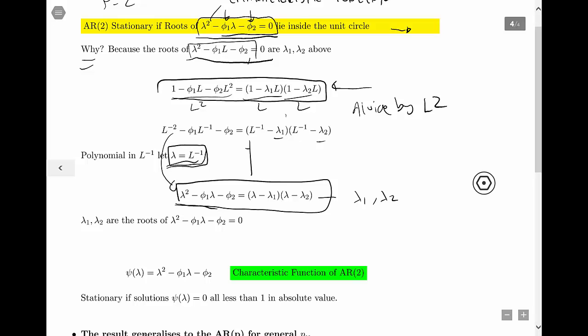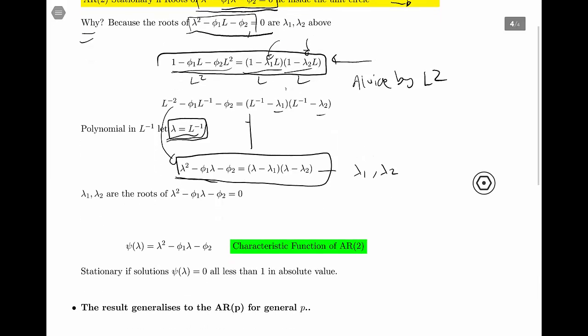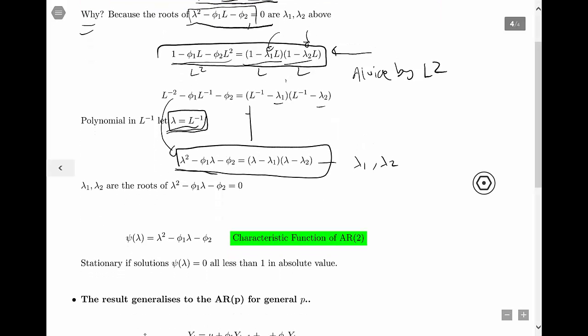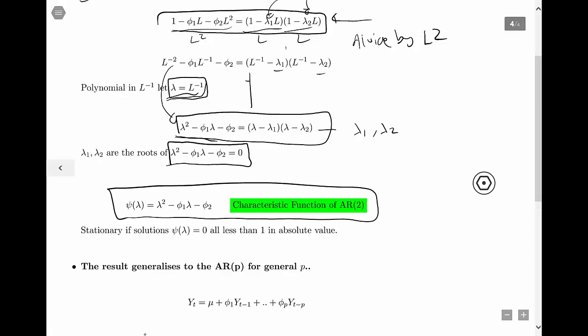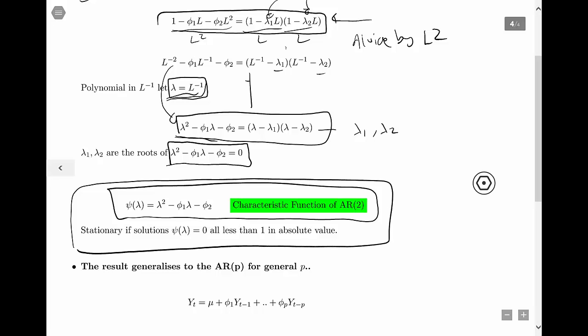And we saw that both of these roots had to be less than 1 in absolute value, otherwise the process would be explosive, exactly the same as for the AR1 type model. Which is why, for any AR process, we can just construct this characteristic equation, find the roots, and if they're less than 1 in absolute value, the process is stationary. Okay? And again, this is the definition of the characteristic function of an AR2.